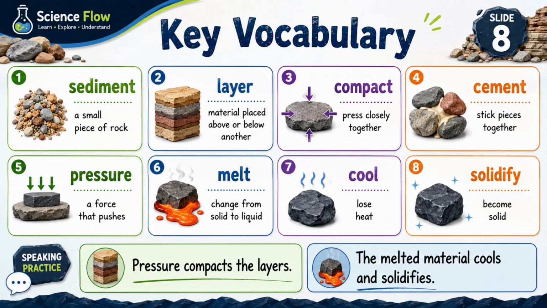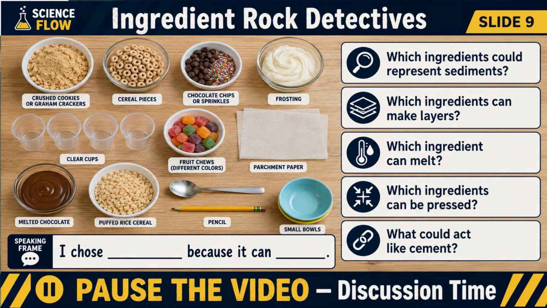Repeat together. Pressure compacts the layers. The melted material cools and solidifies. Look at all of our ingredients. Which ingredients could represent small sediments? Which ones could make visible layers? Which ingredient can melt? Which ingredients can be pressed and changed? Think like a scientist and explain why each ingredient matches a rock-forming process.